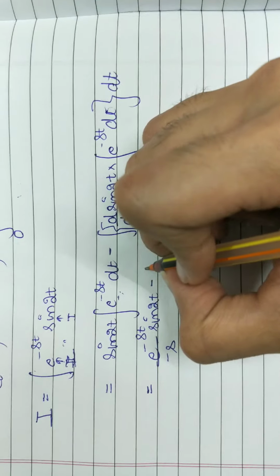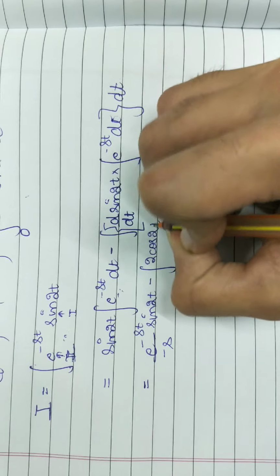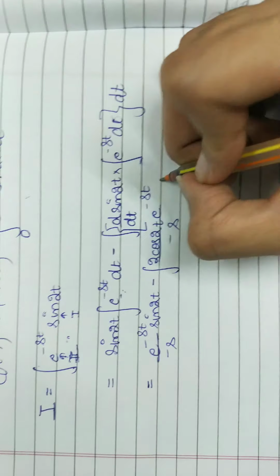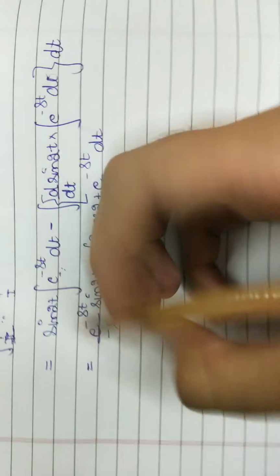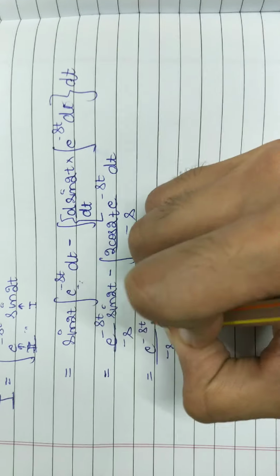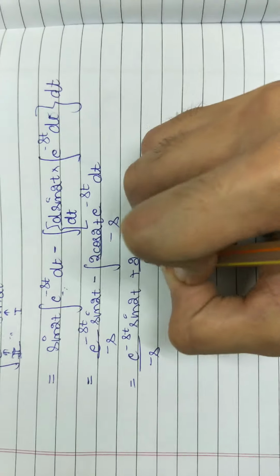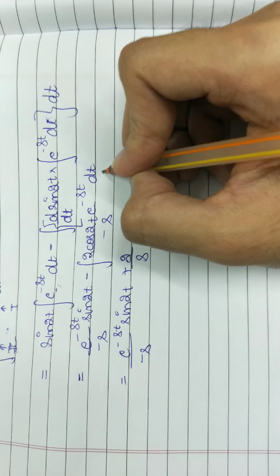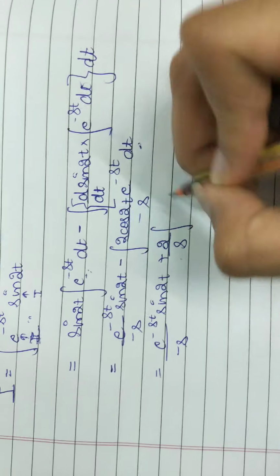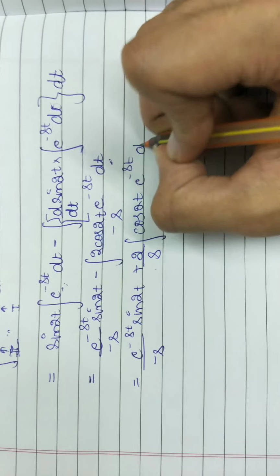And for this term, the derivative of sin 2t is 2 cos 2t, and integral of e raised to power minus st is e raised to power minus st divided by minus s dt as a note here. So this gives us e raised to power minus st upon minus s sin 2t plus 2 upon s. Since the integral is with respect to t, we can take out s, which acts as a constant for this integral, cos 2t e raised to power minus st dt.